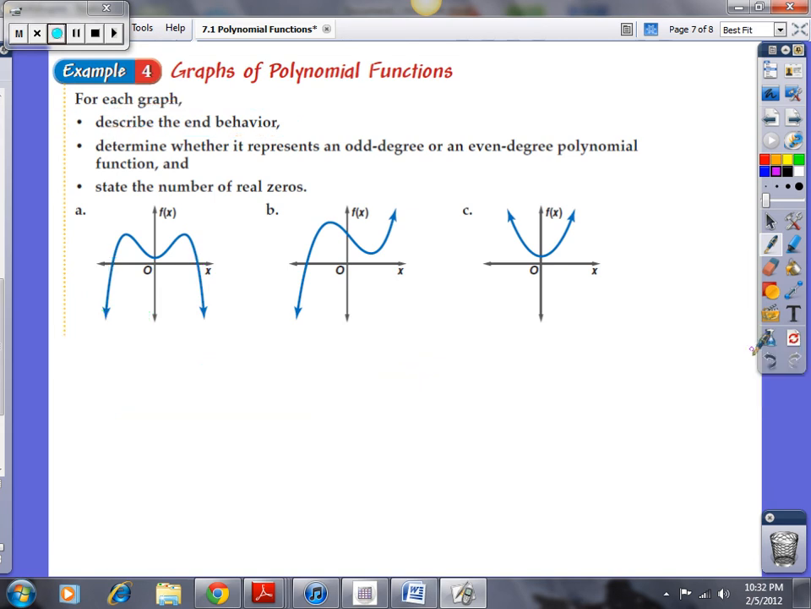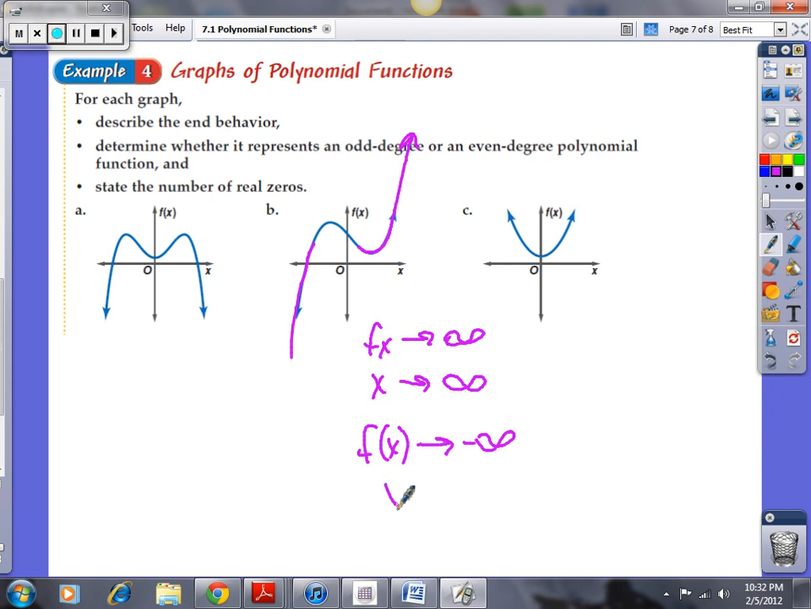Alright, B. Describe the end behavior. Let's do the first one. Okay, this looks like it's going up. So f of x is approaching infinity as x approaches infinity, and f of x is approaching a negative infinity as x approaches a negative infinity. Okay, is this an odd or even? How many times does it change direction? Once here and once here. There's 2 curves. So if there's 2 curves, it must be a degree 3. It must be a cubic. This is a cubic, so it's odd. The number of real zeros, this goes through the x-axis only 1 time.